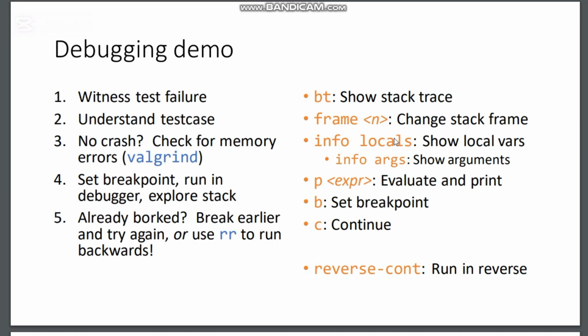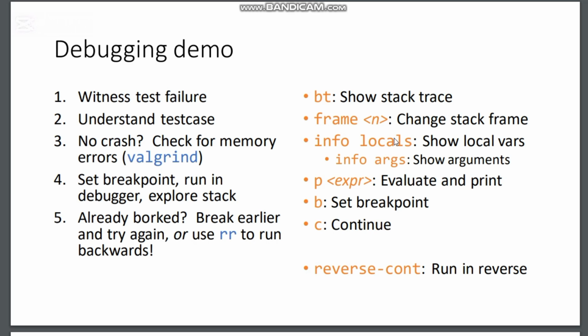Then we have the debugging demo. Debugging is a process of finding and fixing issues in a program by understanding its behavior step by step. First, you observe the test failure to see what went wrong. Then study the test case to understand what it was supposed to do. If there is no crash, use a tool like Valgrind to check for memory-related errors.